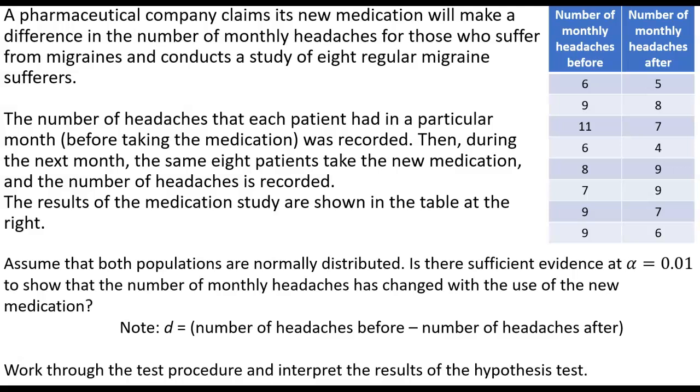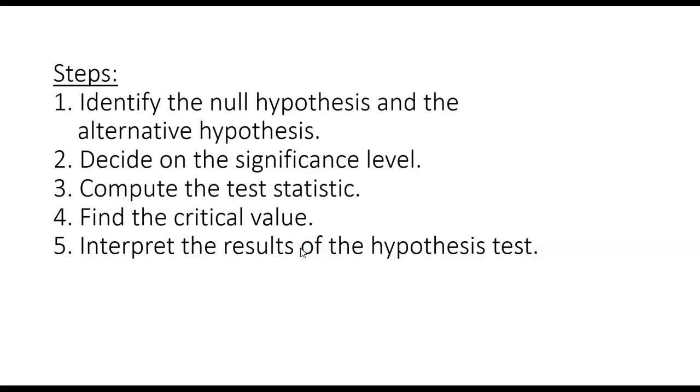Note, variable D, which is the difference, is the number of headaches before the medication minus the number of headaches after the medication. The order matters when you're finding the difference, and then you're going to find the mean of the difference and the standard deviation of the difference. The order definitely matters. So now let's work through the test procedure and interpret the results of the hypothesis test. Before we do that, let's review those steps.